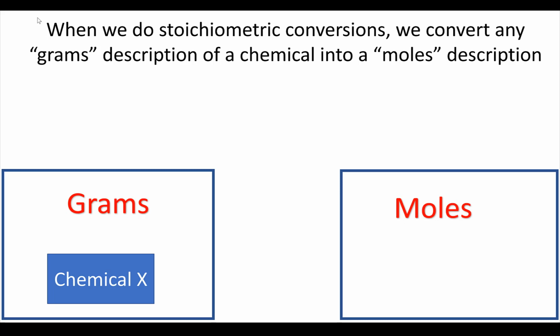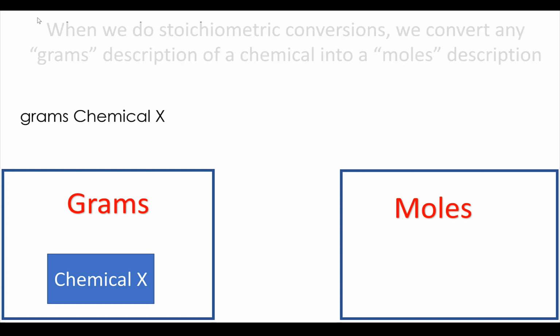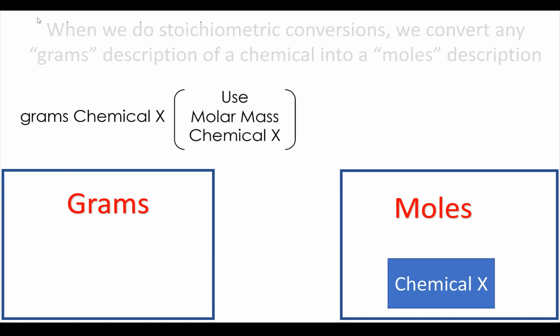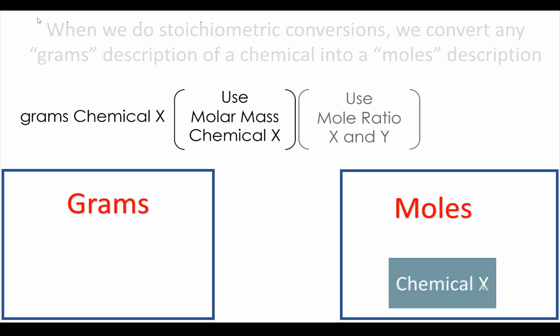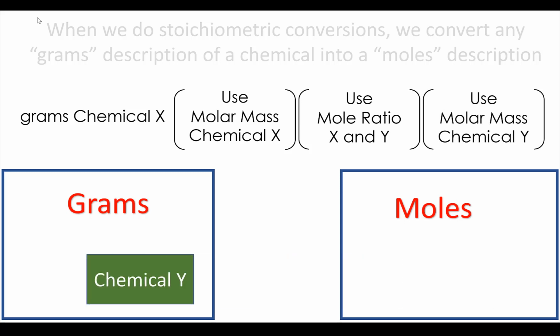So when I've taught you to do stoichiometric conversions, what I've suggested is that you take any grams representation of a chemical and you turn it into a molar representation using the molar mass. Then you use the mole ratio from the chemical equation to figure out the associated number of chemical Y moles. Then you take the molar mass of the new chemical to change it back. That's how you do a grams to grams conversion problem.